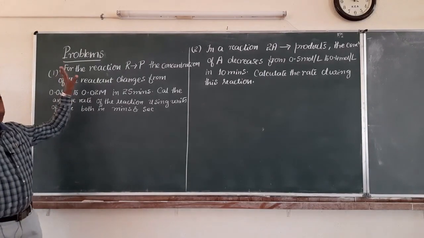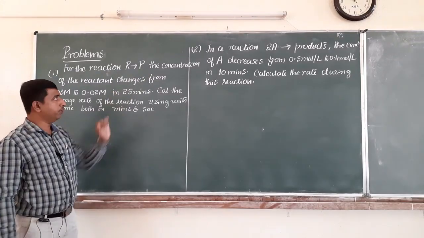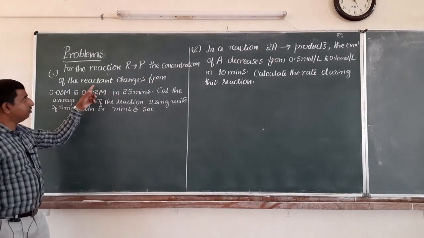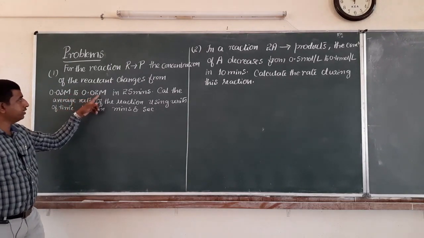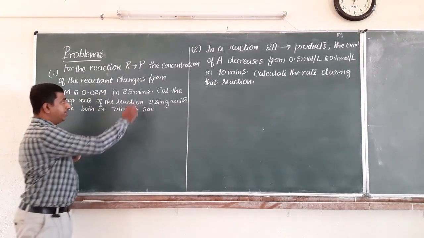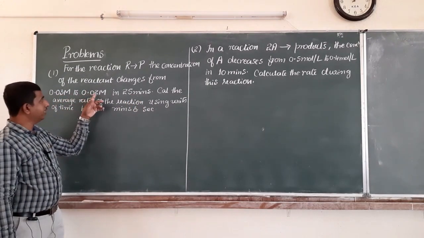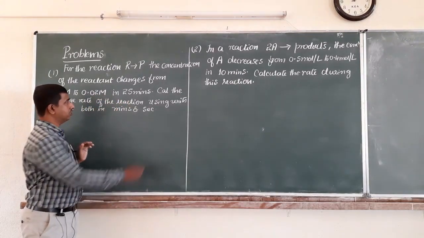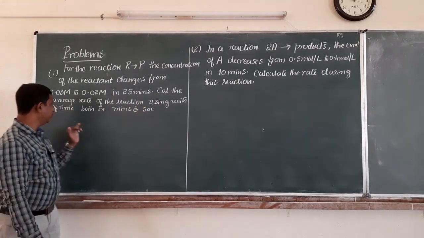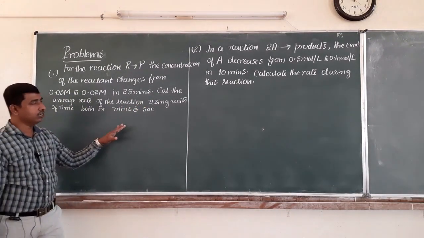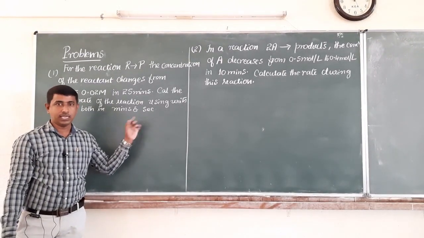Okay, we'll solve some problems. First one: for the reaction, reactant R producing product P, the concentration of the reactant changes from 0.03 molar to 0.02 molar in 25 minutes. Calculate the average rate of the reaction using units of time both in minutes and seconds. So we have to calculate the average rate in terms of minutes and in terms of seconds also.